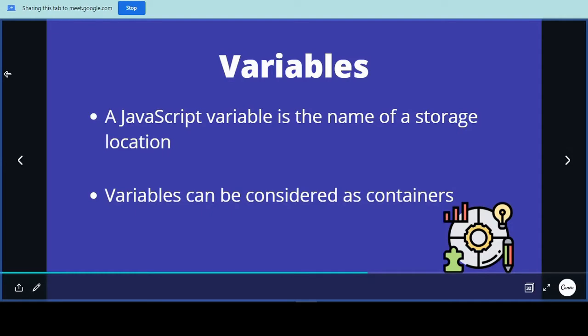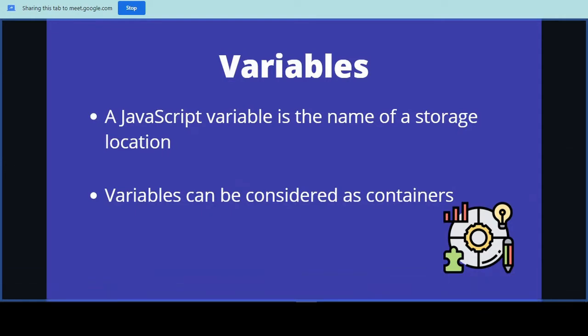Variables are, you know, named locations in the storage. In JavaScript we use variables to store data in a location. We'll be not only storing but also accessing the data using variables.